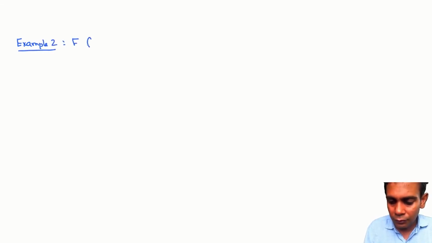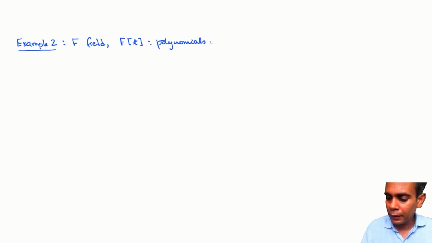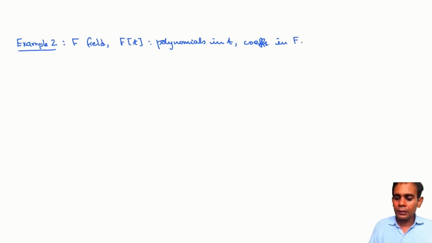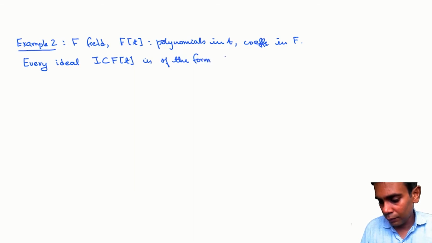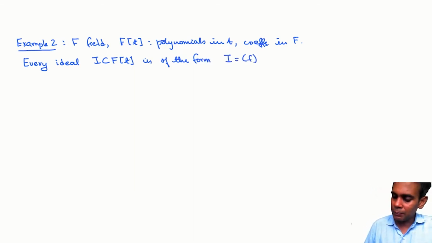Consider any field F and the ring of polynomials in the variable t with coefficients in that field. So we've already seen that this ring F[t] is a Euclidean domain and therefore it's a principal ideal domain. So every ideal of F[t] is generated by a single element, the principal ideal generated by f for some f in F[t].